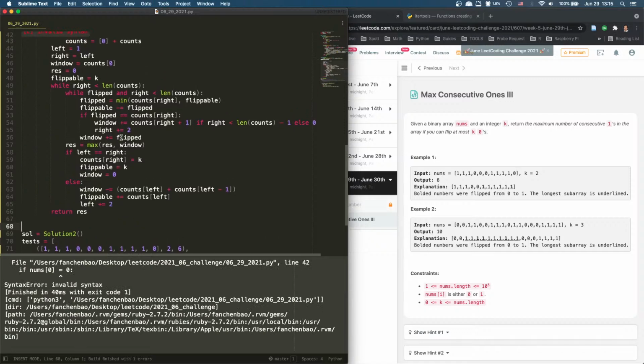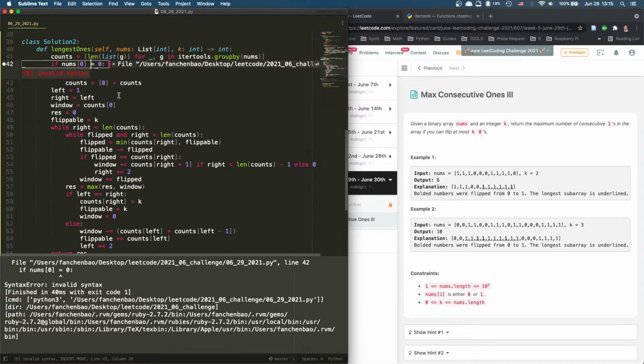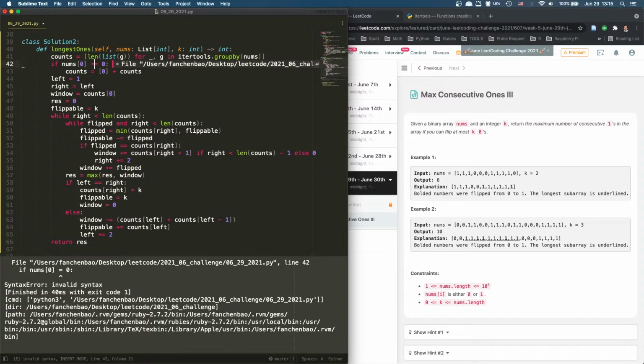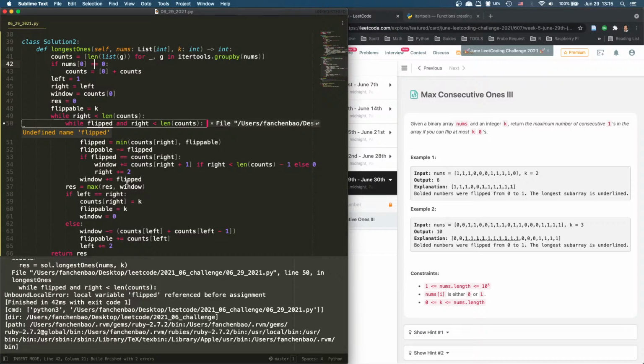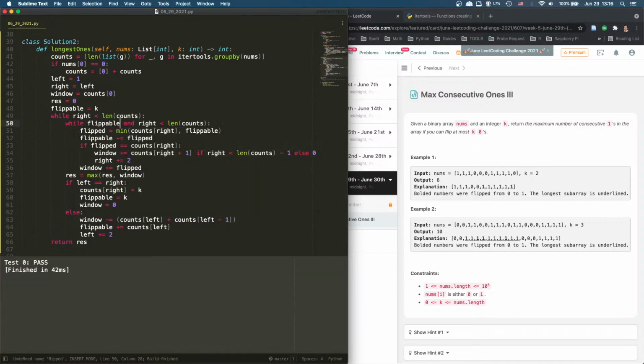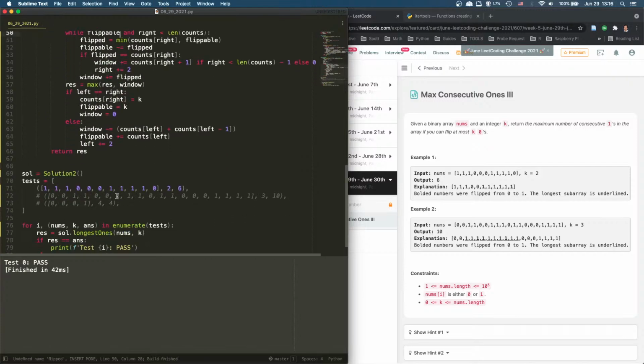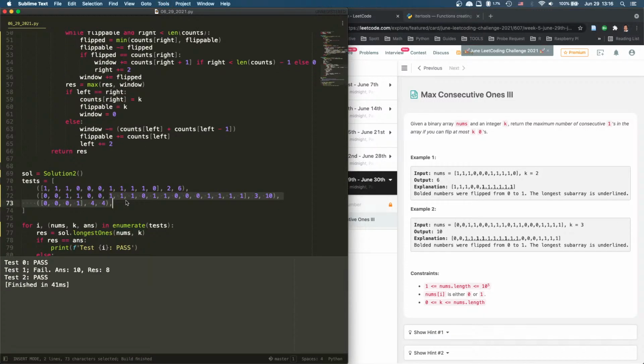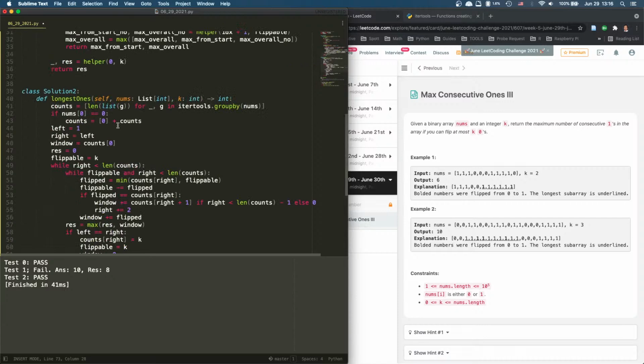If num 0 is equal to 0, flipped reference before. Well, flip, no, that's not flip, that's flippable. Alright, this one passes. Let's try these two. Okay, this one does not pass. So we can take a look at what problem we have.